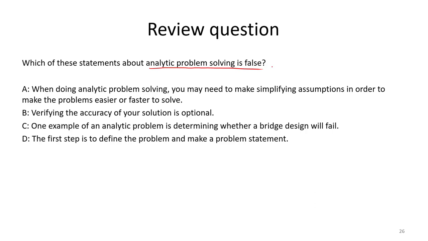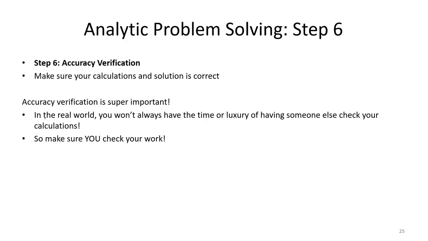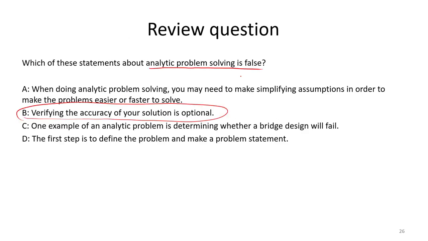All right, well, let's take a look. What do you think about choice B? Is it optional to verify the accuracy of your solution? Yeah, not really. That's an important step, right? You need to do that. So choice B is the false statement.